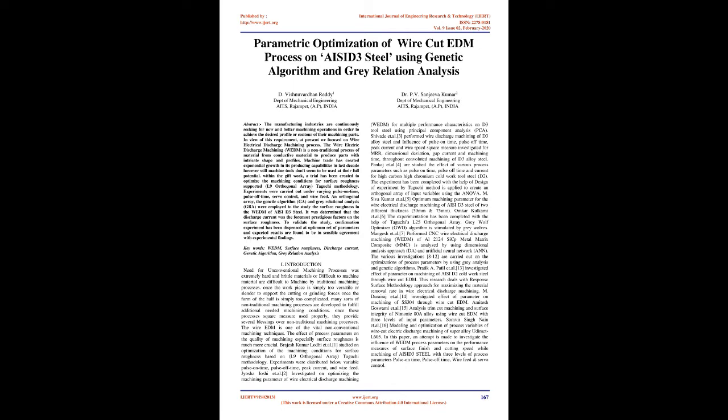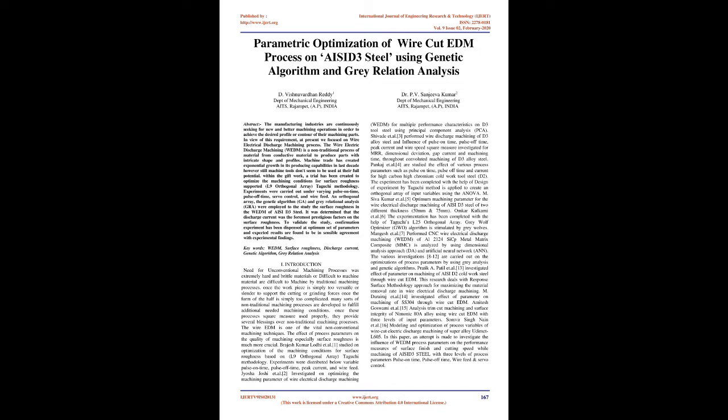Joshi et al. [2] investigated optimizing the machining parameters of wire electrical discharge machining, WEDM, for multiple performance characteristics on D3 tool steel using principal component analysis, PCA. Shivat et al. [3] performed wire discharge machining of D3 alloy steel, and the influence of pulse on time, pulse off time, peak current, and wire speed were investigated for MRR, dimensional deviation, gap current and machining time, during convoluted machining of D3 alloy steel.